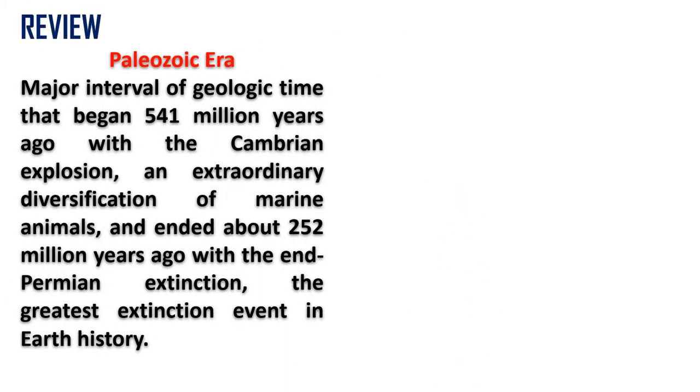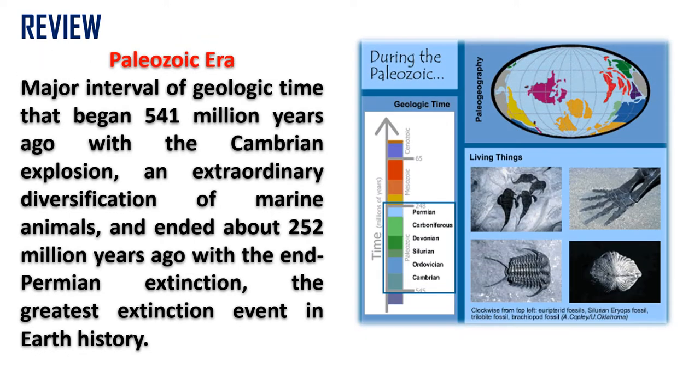Review of the lesson. Paleozoic era. Major interval of geologic time that began 541 million years ago with the Cambrian explosion, an extraordinary diversification of marine animals, and ended about 252 million years ago with the end Permian extinction, the greatest extinction event in Earth's history.